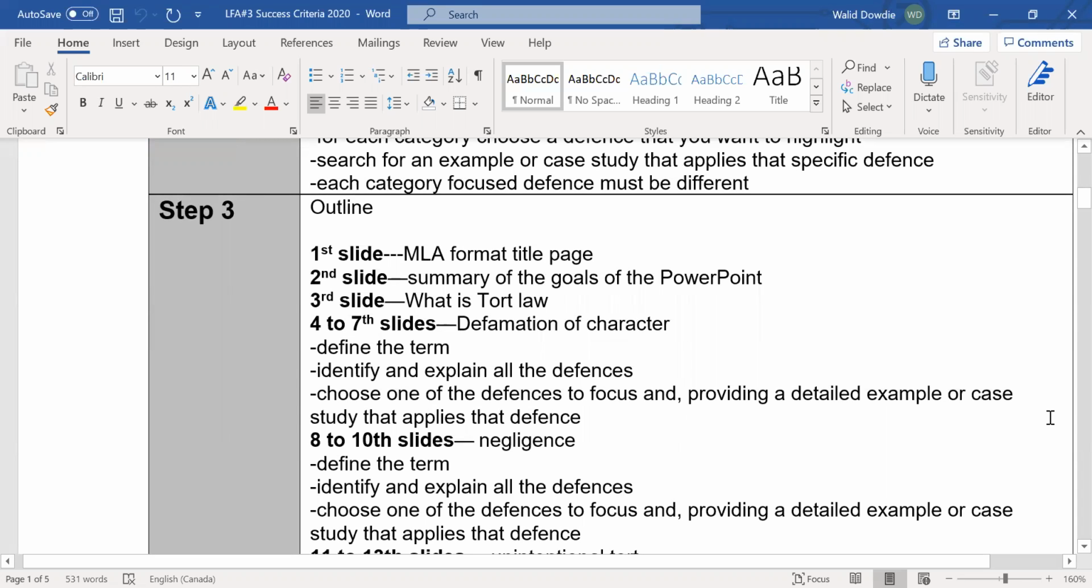The outline is as follows. MLA, first slide is the MLA format title page. Second slide is the summary goals of the PowerPoint. Third slide is what is tort law.